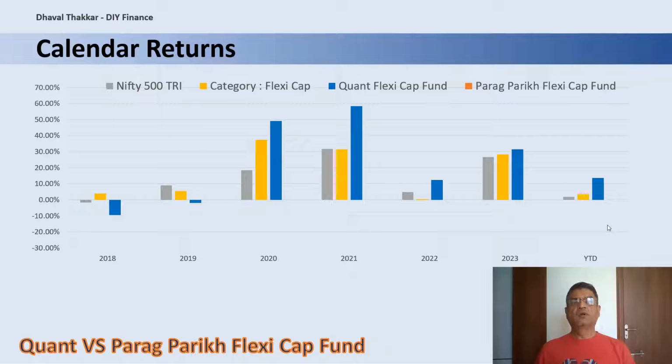Now let's look at Parag Parikh Flexi Cap Fund. Here, it is able to beat its benchmark 6 out of 7 times and the category 4 out of 7 times, which is okay for a fund. Here, both the funds are almost equal in performance.